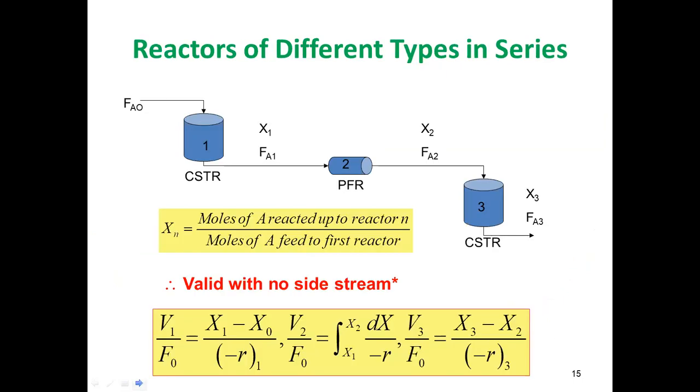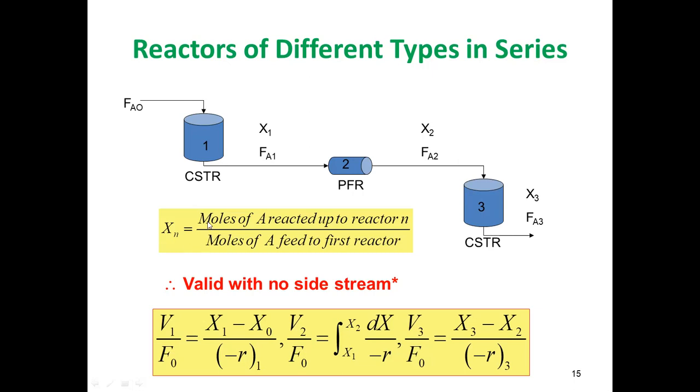Now, we know already how to process PFRs in series. What would be the connecting principle or variable that we can relate PFRs that are arranged in parallel? We have already discussed MFRs in series, equal size and unequal size. What about if you have different reactors already? So you have a CSTR, a PFR, and then another CSTR. How do you determine the X sub n, or how will you represent X sub n?